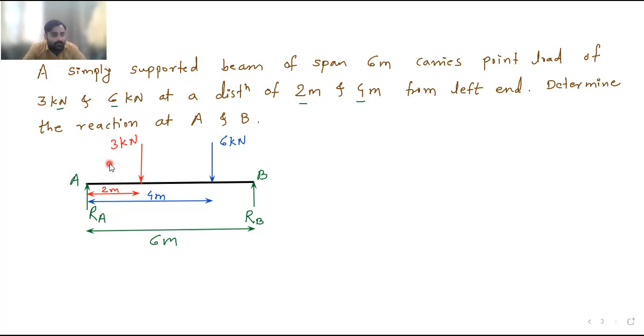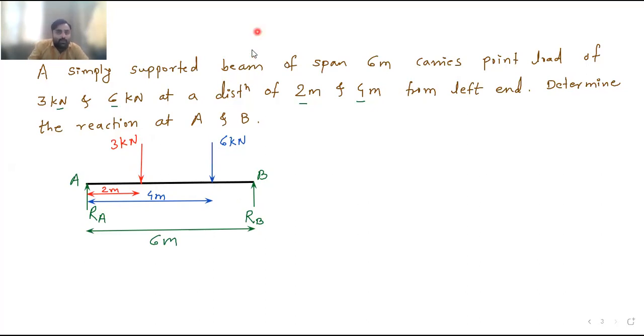Two equations remain: summation Fy equal to 0 and moment at any point equal to 0. If I apply summation Fy equal to 0 first, then RA, 3 kilonewton, 6 kilonewton and RB will come. The values of RA and RB are both unknown, so we will not be able to solve the problem using summation Fy. But we will get one equation in RA and RB if we apply summation Fy equal to 0. So using summation Fx there is no benefit. So it is better to go with the moment. First we will apply the moment at any point equal to 0.